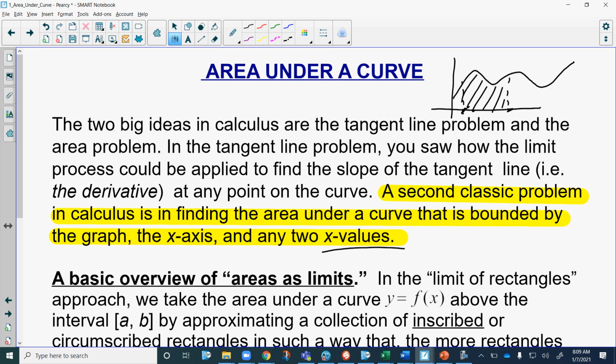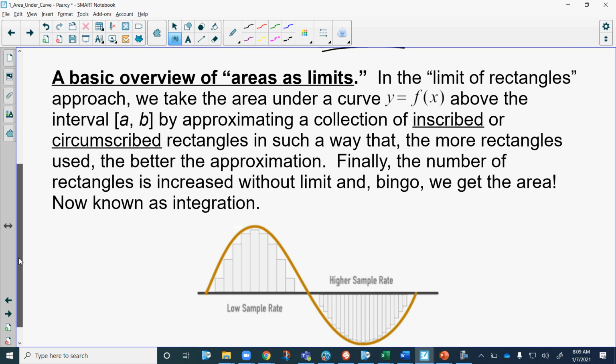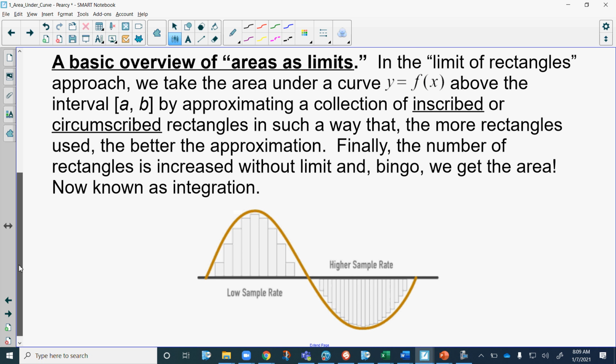Now, here I drew it as something that was going to be above the x-axis, which of course would represent a positive area or a positive distance maybe. But if we went below the x-axis, that would represent something negative. So here is a classic kind of way of looking at it.